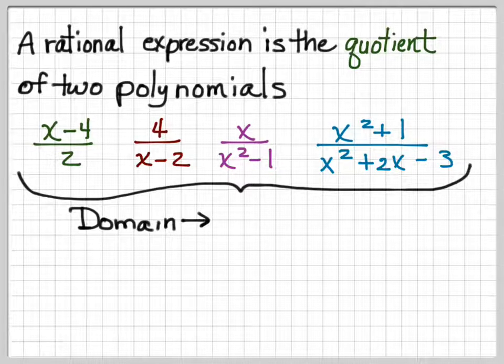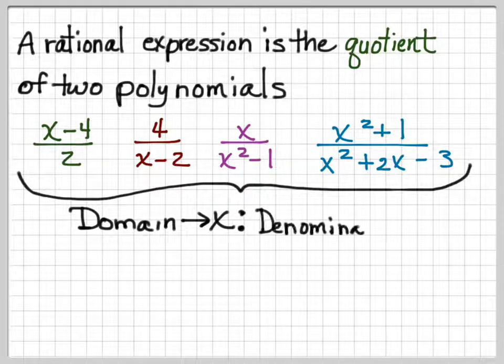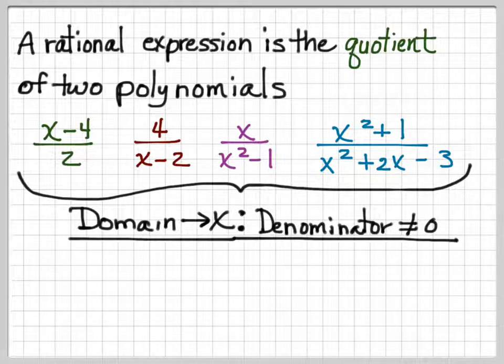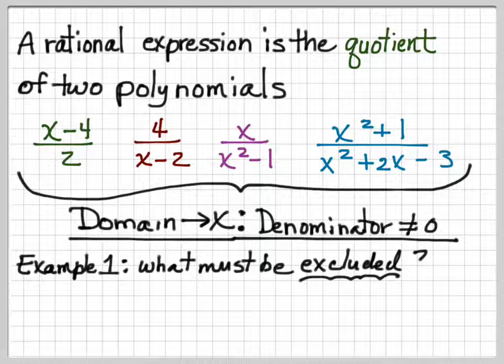Okay, we have to be careful of the domain, because the domain are the values of x, but we have to make sure that the denominator is not equal to 0. So one of the things you have to do before you begin is say, well, is there any value of x that can make the denominator 0? And then you have to restrict that. For instance, what must be excluded here? Or in other words, what can x not be equal to?